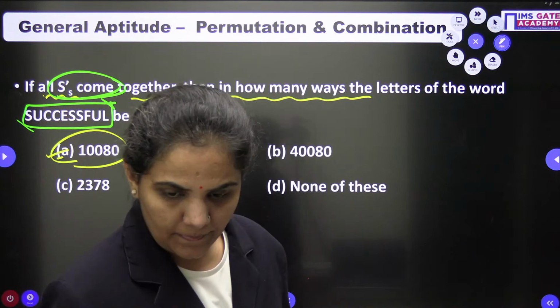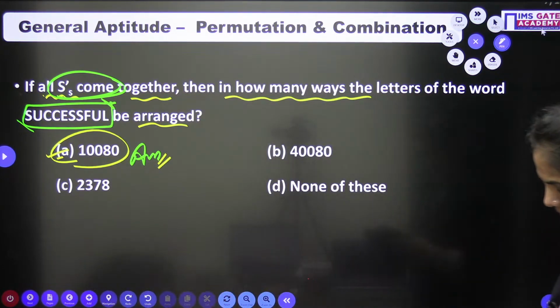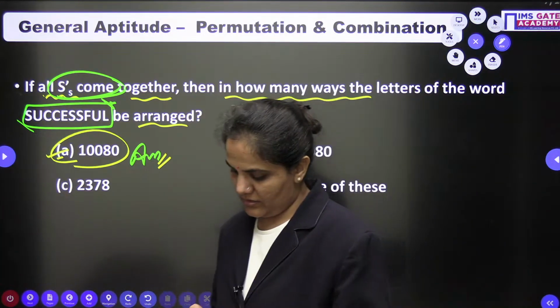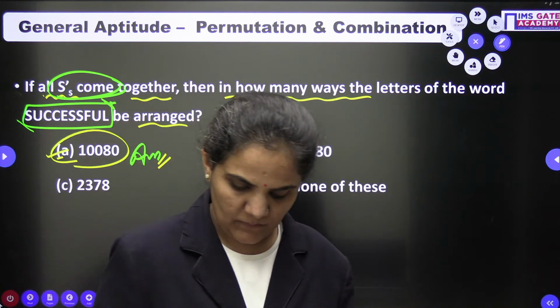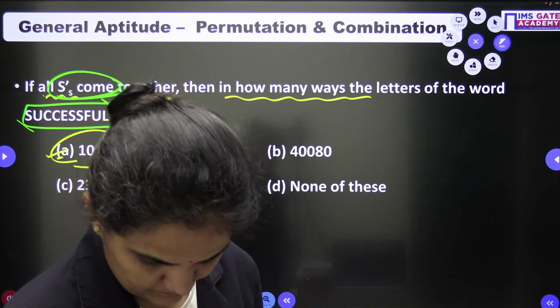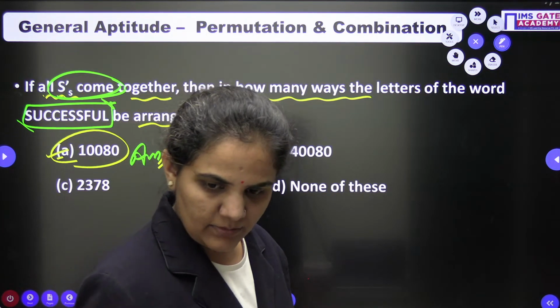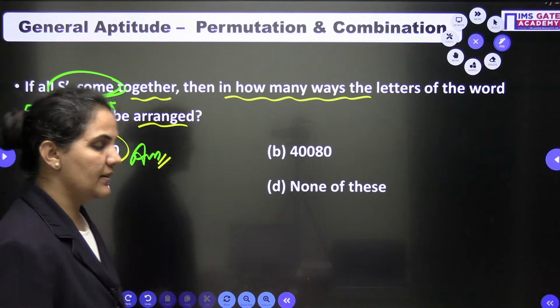Please check, everyone, just please check. We are having 720 into 14 is 10080. So this is the answer. Very easily, we can approach this question. Very simply we can approach this question.